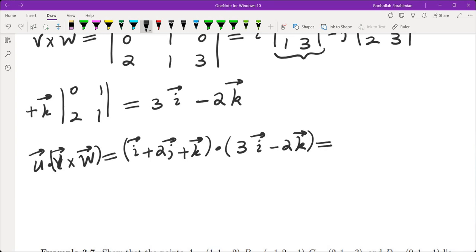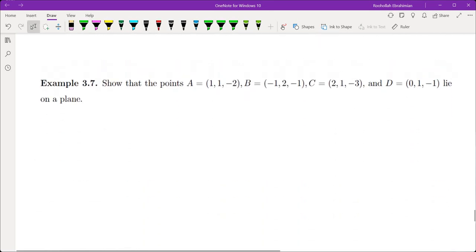When you do the dot product, we multiply the coefficients of i, so that gives us 3. For the coefficients of j, one of them is 0, so that just gives us 0, and then minus 2. So this would be 1. So this is the volume of the parallelepiped. Now, this is a positive number. If it were not, we would just simply take the absolute value. Okay, one last example, and then we are done.